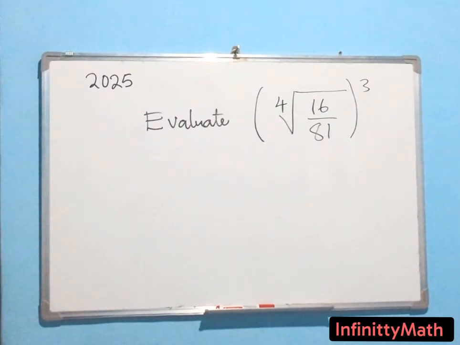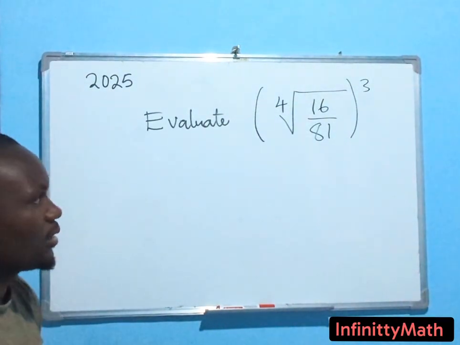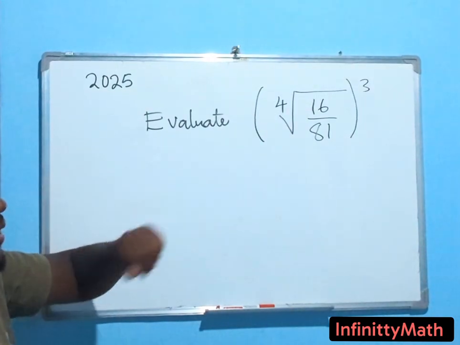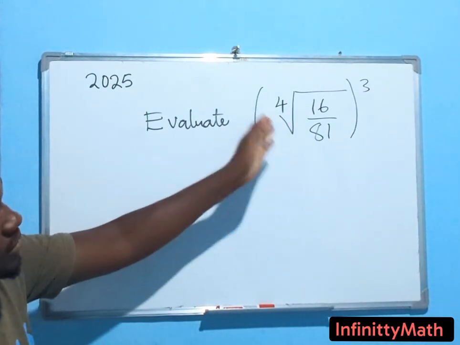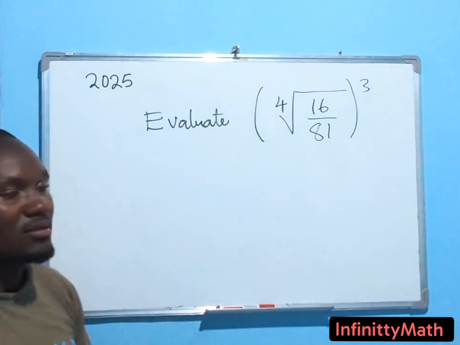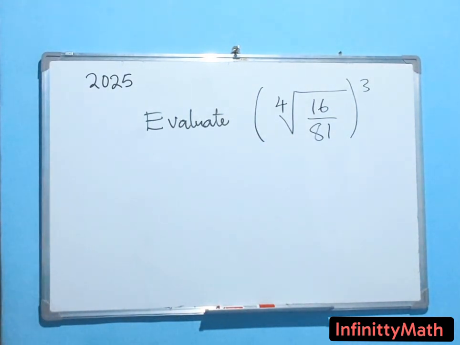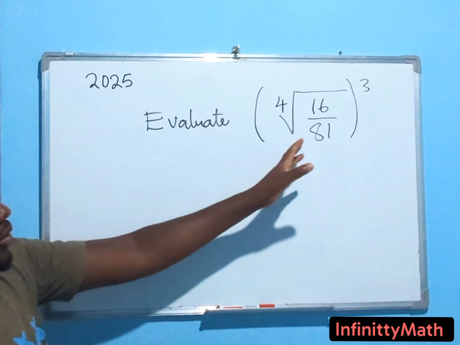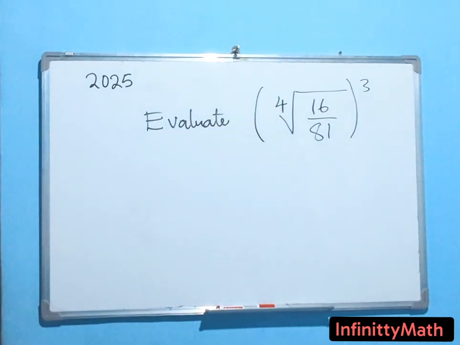Okay, so how do you evaluate this question? They are saying evaluate, open brackets. We've got the 4th root of 16 over 81, all raised to the power of 3. So how do we go about evaluating that?